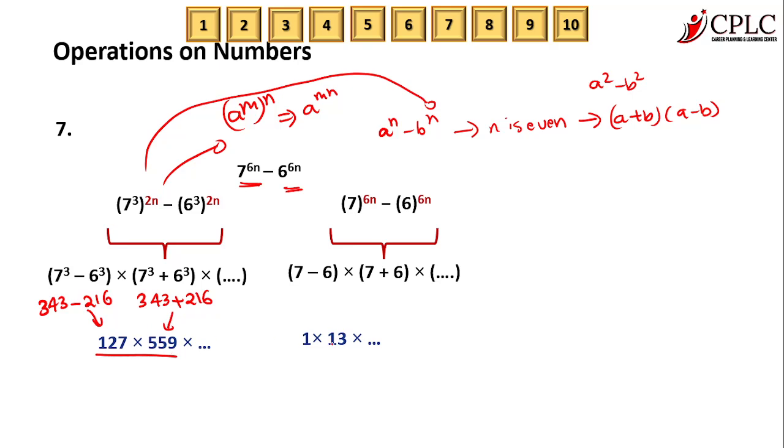So the point is, it is divisible by 13 and 127 and 559, all three numbers. So that means answer option 5 is the correct answer, which is 1, 2 and 3 respectively.